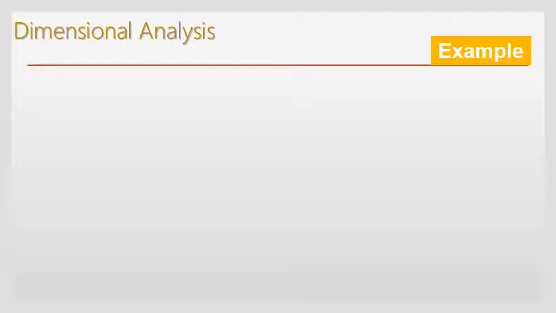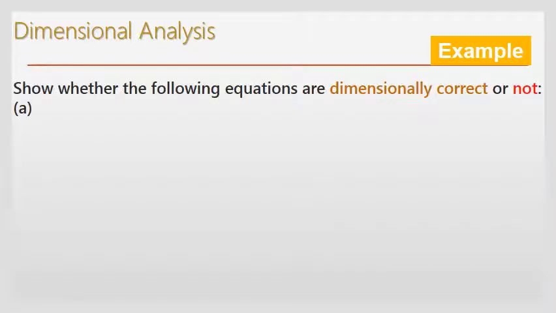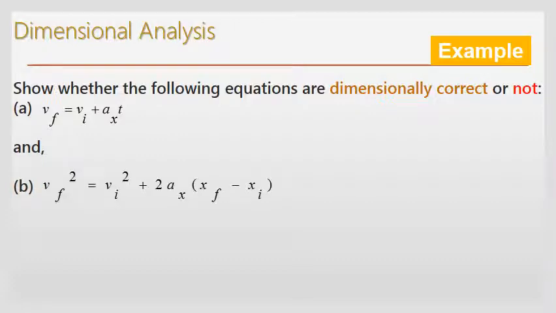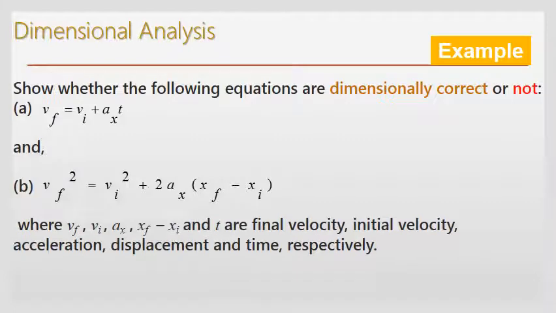This example consists of two physical equations of motion which are presumably correct. We need to show whether these equations are dimensionally correct or not. In part A, the final velocity of the particle equals the initial velocity plus the product of the acceleration and time, while in part B, the square of final velocity equals the square of initial velocity plus twice the product of the acceleration and displacement.